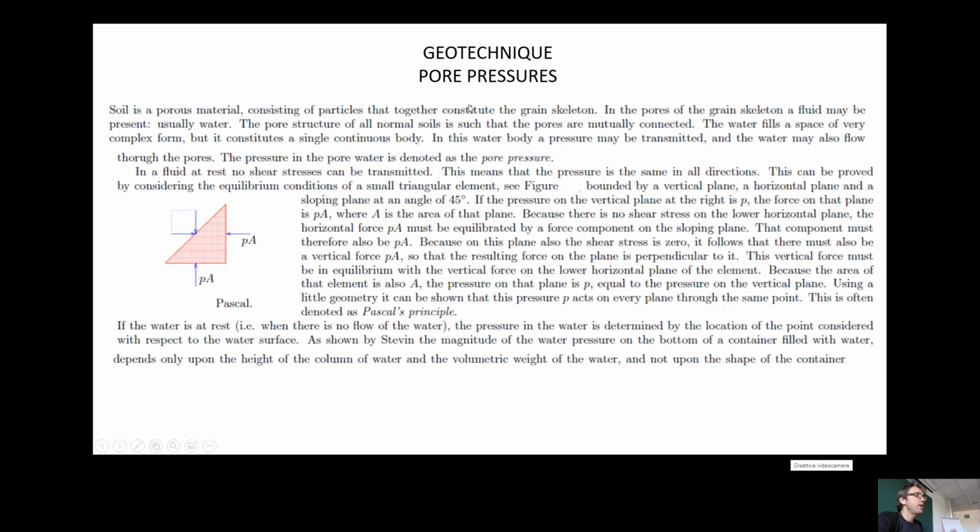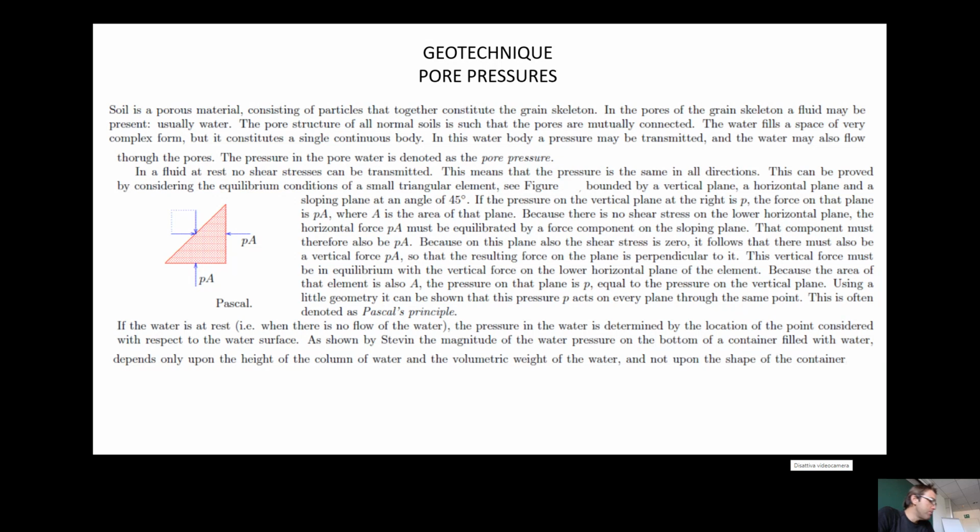We said that soil is a porous material consisting of particles that together constitute the grain skeleton. In the pores of the grain skeleton, a fluid may be present. In general, this fluid is water. The pores of all normal soil are mutually connected, so the water fills a space of very complex form, but it constitutes a single continuous body. In this water body, a pressure may be transmitted and the water may also flow through the pores. The pressure in the pore water is denoted as pore pressure.